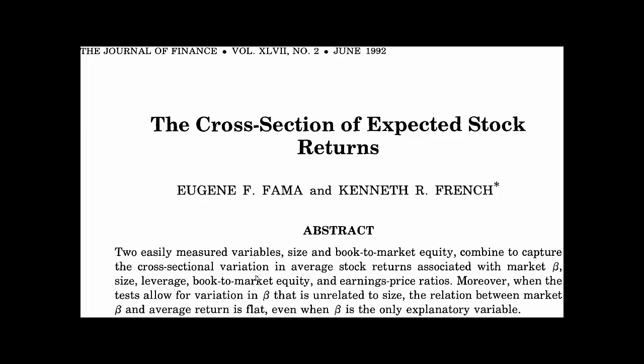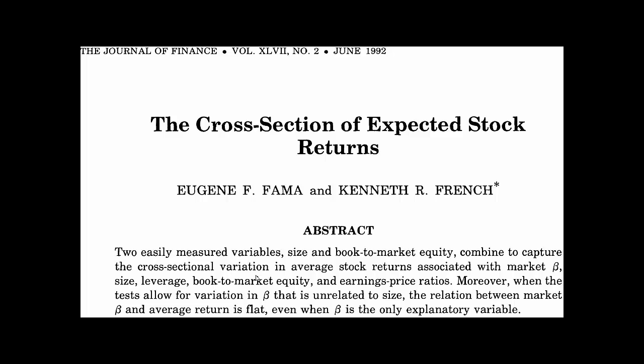So hopefully this leads us into a famous paper that was written in 1992. It's The Cross-Section of Expected Returns by Eugene Fama and Kenneth French. This paper is one of the most widely cited papers in finance, so it's very important to know about it. And this is where the Fama and French three-factor model comes from.